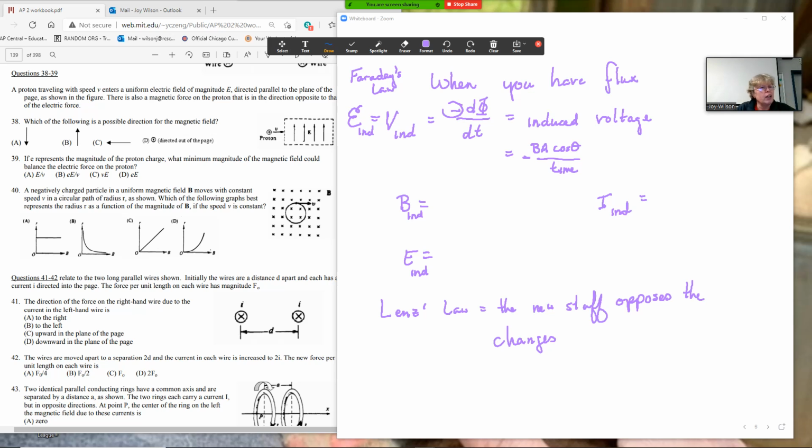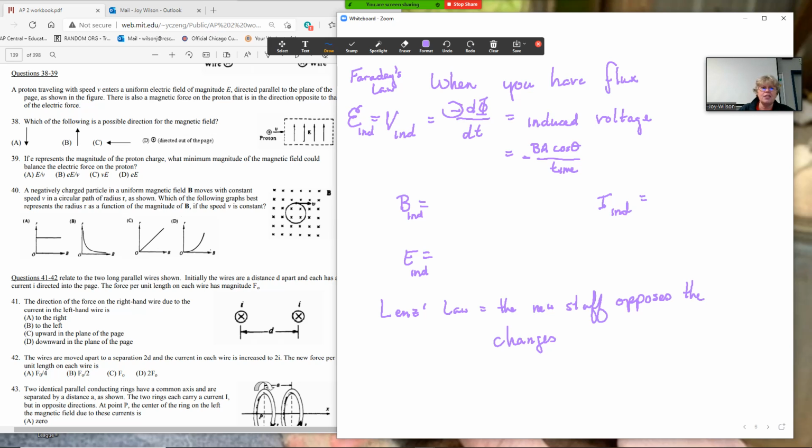Now, you have to be careful. This opposite sometimes means you reinforce, you replace the missing part, and sometimes it means you literally oppose it, you try to force it back down. So Lenz's law says the new stuff opposes the changes, and that's what the negative sign says.